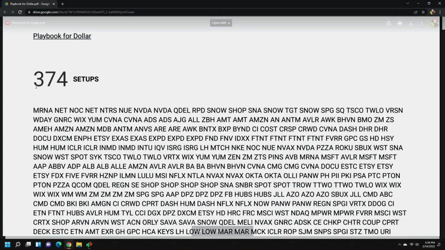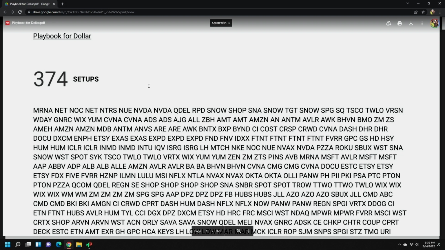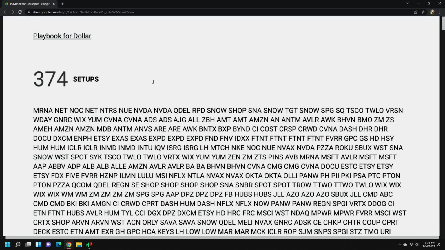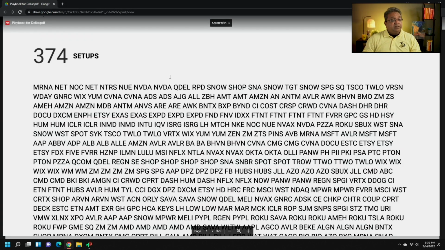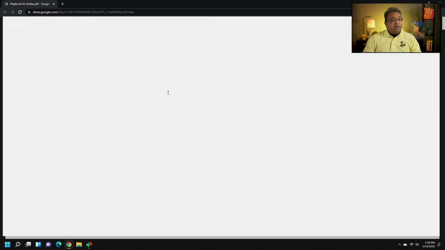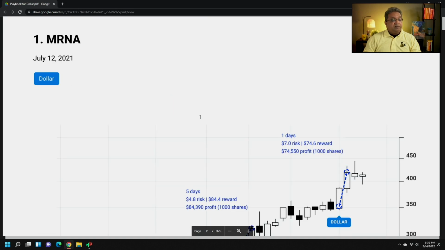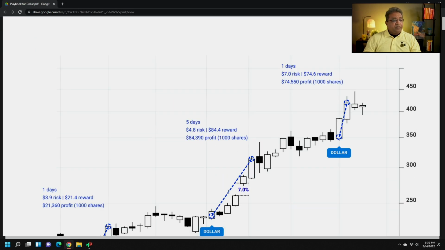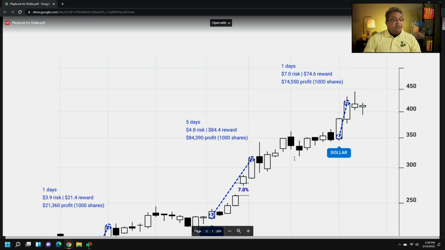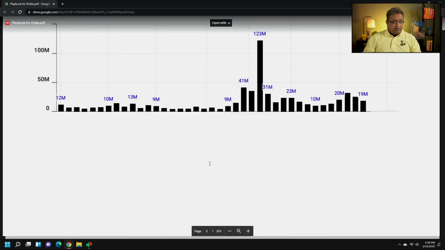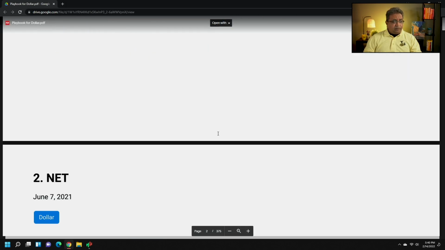I'll show you another example of the same thing, somebody else did it basically. This is 374 setups this person put together as a PDF file for their own personal use. Again, it's a visual memory development exercise. In this particular case, you'll see this is a PDF file in which this person created this Moderna example, marked where the entry should be and what the 5-day or 1-day potential is, and created a complete visual memory including volume marked on it.